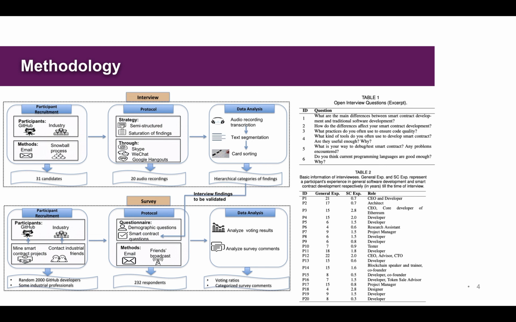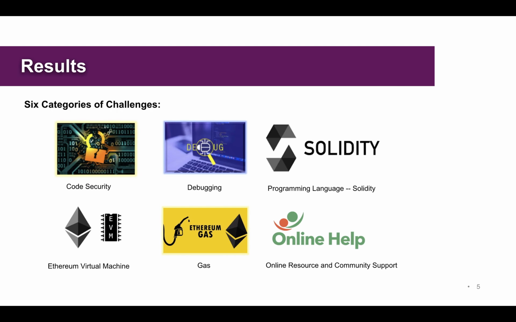By analyzing the voting results and the survey comments, we got an overview of the current challenges developers are facing in their smart contract development. We obtained 6 major categories of challenges developers are facing during their smart contract development. They are related to code security, debugging, Solidity programming language, Ethereum virtual machine, gas, and online resource and community support.